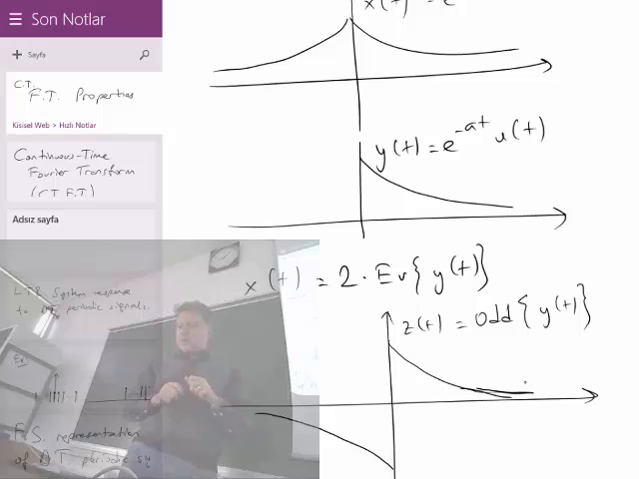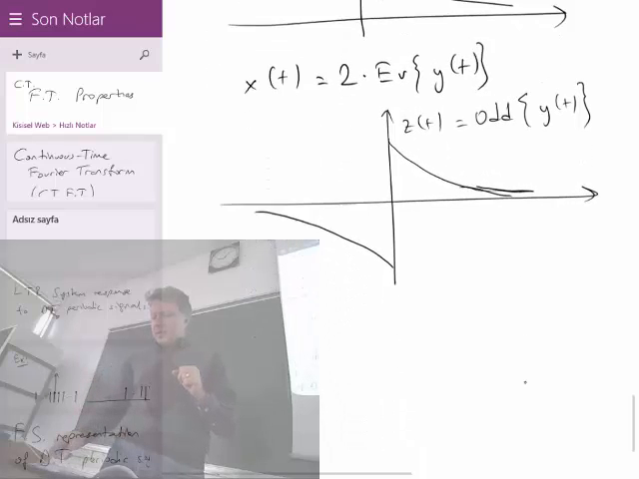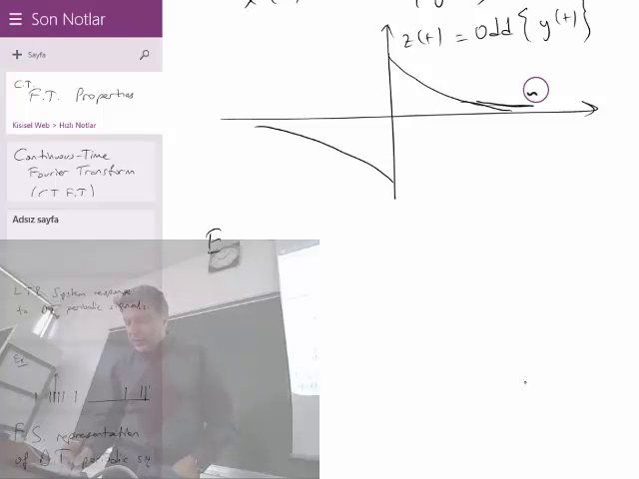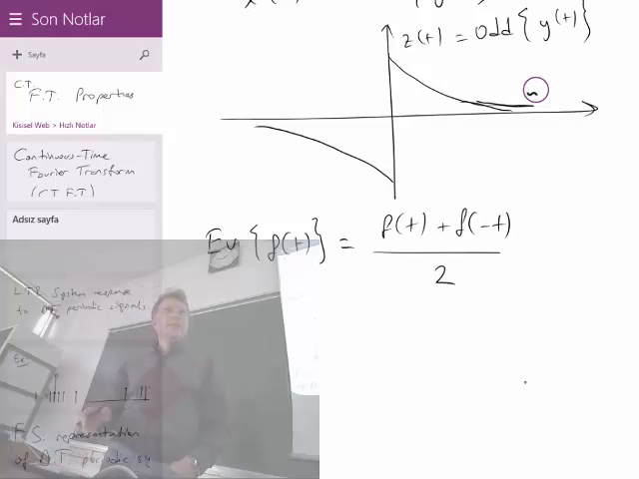If you're uncomfortable with the by-inspection methodology for determining the even and odd parts, there is of course, from calculus, a mathematical method to determine the even part, and that's quite easy. The even part of any signal f of t is equal to f of t plus f of minus t, which is the time-flipped version, over 2. This is the even part.